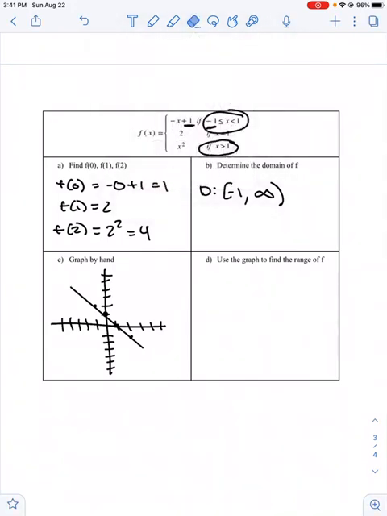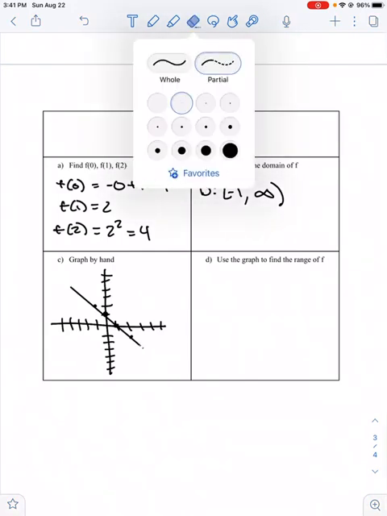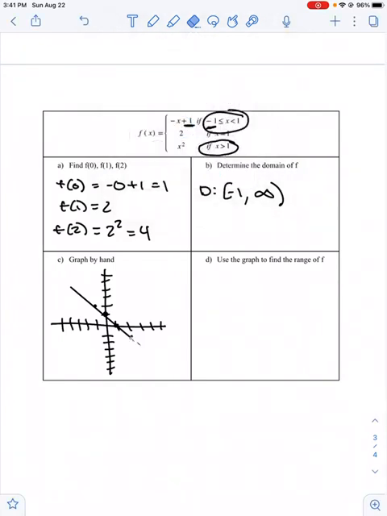So I'm going to take my eraser and erase all other points that are not between negative 1 and 1. So that only should look like this. Now we need to talk about our endpoints. So it has a closed hole at -1, but an open hole at 1. So I'm going to make just an open hole right there at -1.